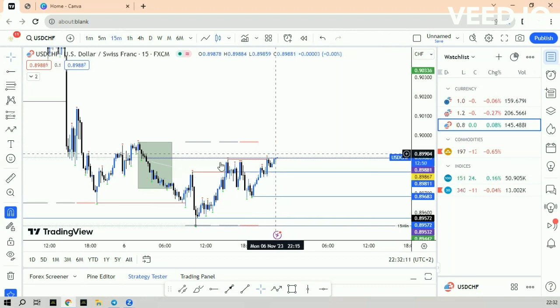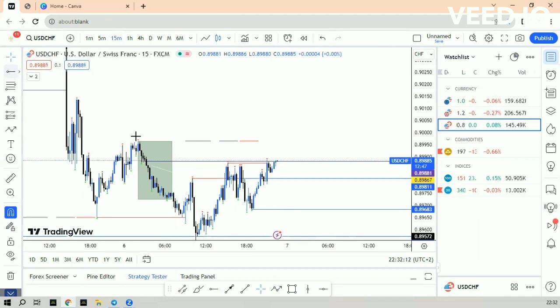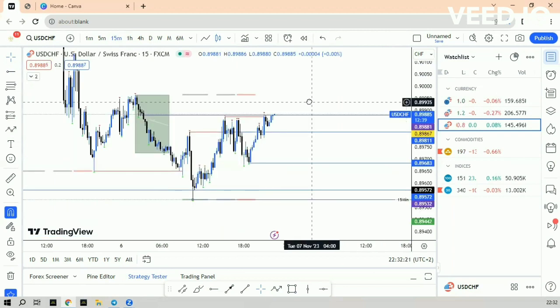Then it took out that high, meaning that it has already provided liquidity. And we do remember this is an H1 high, so it can also be swept before it starts to go down. However, I'm just observing it.